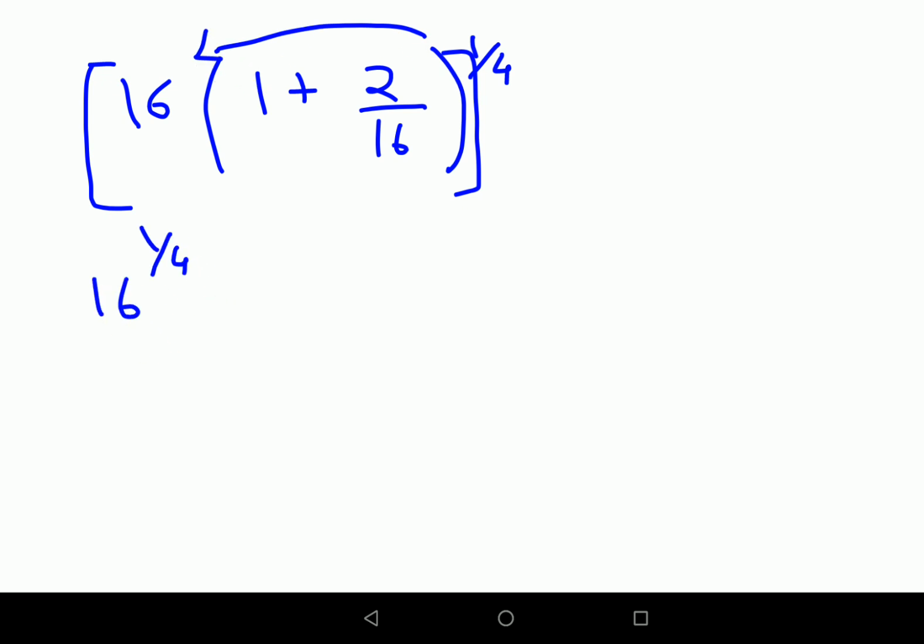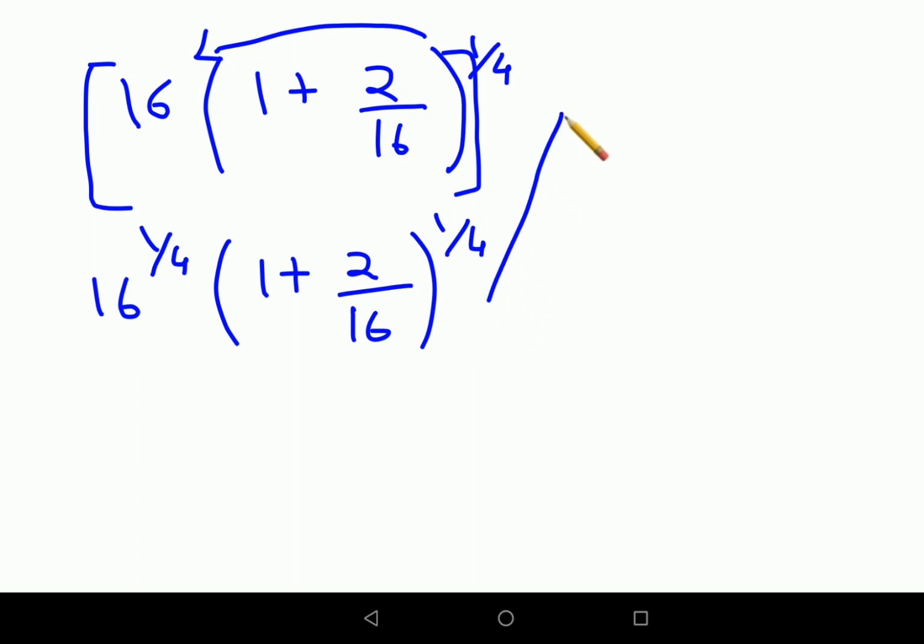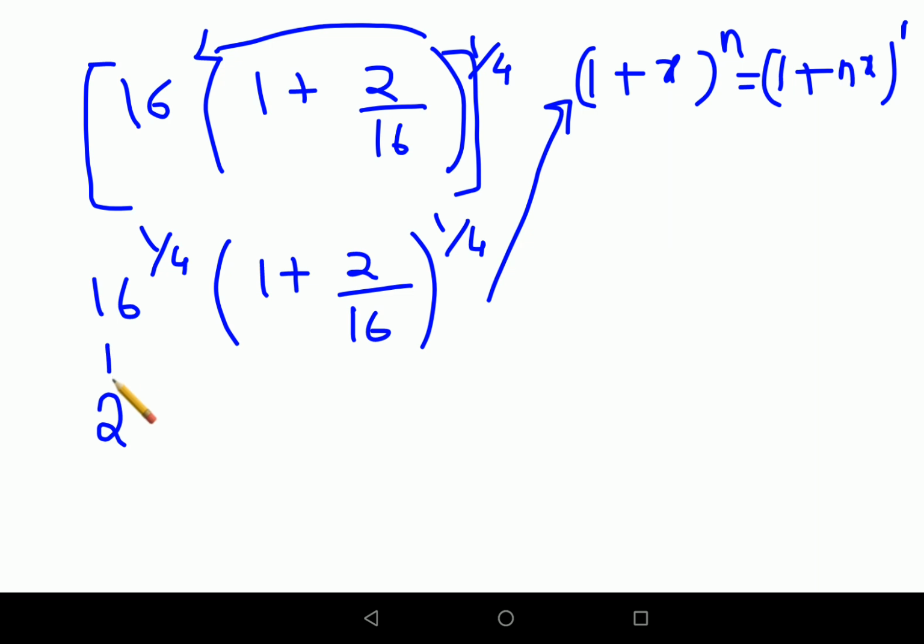So 16 raised to 1 upon 4, then we have 1 plus 2 upon 16 the whole raised to 1 upon 4. Now this looks like 1 plus x the whole raised to n, and this can be written as 1 plus n into x the whole raised to 1, or nothing. Okay, so here I can write this. See, 16 raised to 1 upon 4 means the fourth root of 16, which is nothing but 2. This gets you 2. Okay, then you have 1 plus 1 upon 4 into 2 upon 16.